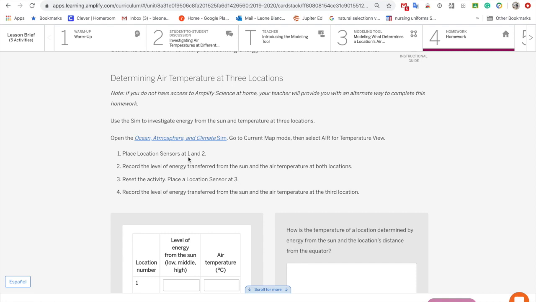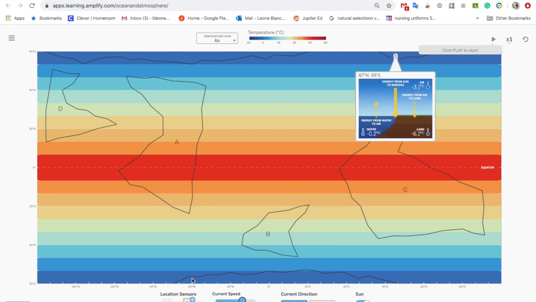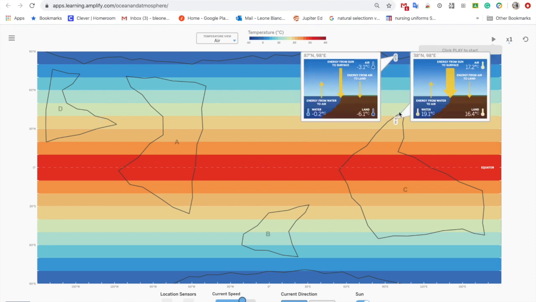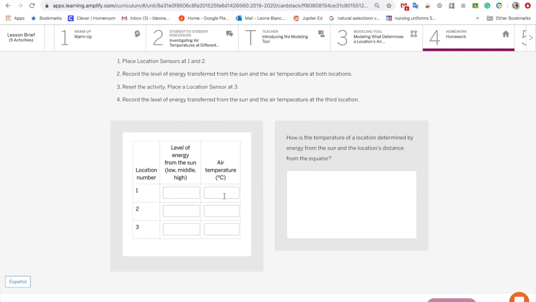Place location sensors at 1 and 2. Location sensor 1 is all the way up here in the northern part, and location sensor 2 is in a medium zone. So now we have these two areas right here. Then it asks you to reset the activity and record the levels of energy transferred from the sun and the air temperatures at both locations, 1 and 2.